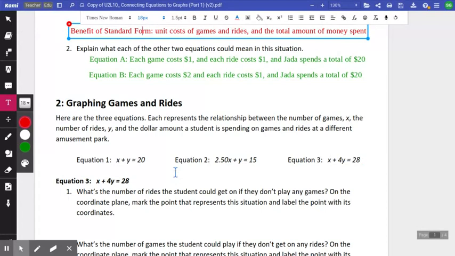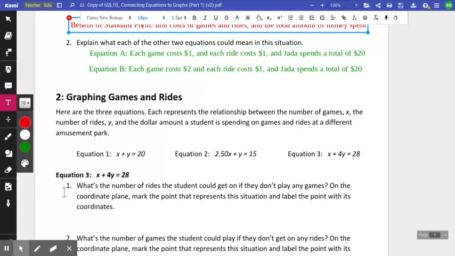Now, we've got 3 equations. I've actually changed around the order a little bit. I'm going to be going through equation 3 together with you right now, and then I'm going to give you an opportunity to try equations 1 and 2, which are going to be very similar to what we did here, on your own. So starting with equation 3, x plus 4y equals 28.